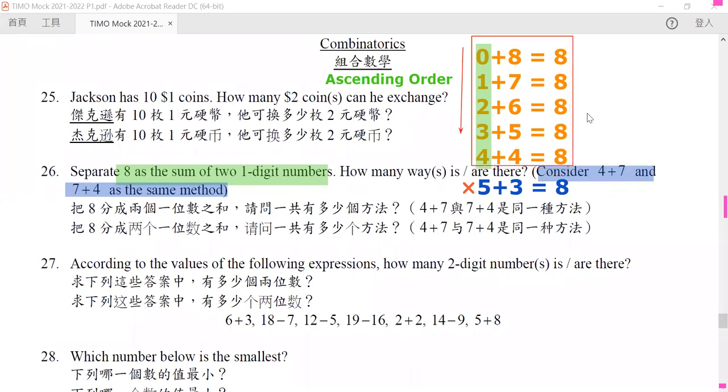Teacher, why don't we count this, 3 plus 5? There will be 5 methods, 5 ways of doing this. But teacher, why don't we treat 3 and 5, and 5 and 3, as the same? Yes, because we treat them the same. That's why we do not count them. We only count the first 5 of them.